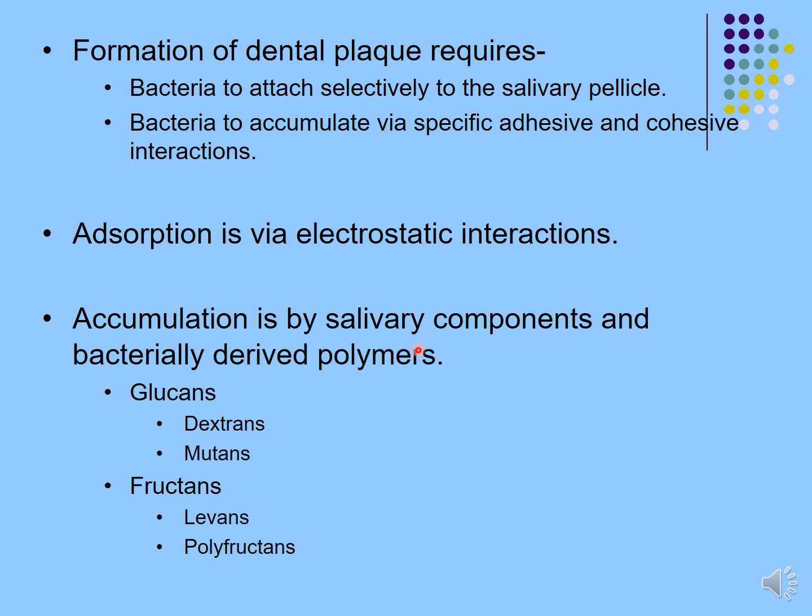Following this accumulation of the bacteria onto the enamel surface, the food substrate is broken down. So sucrose is broken down into fructose and glucose, and that glucose is further broken down into glucans and fructans because of bacterial enzymes that are present. Now these dextrans, mutans, levans, and polyfructans are extracellular polymers that adhere to the tooth surface and form the plaque.